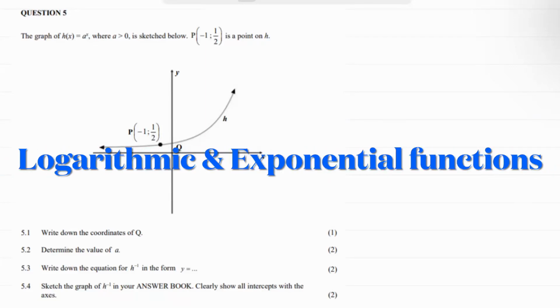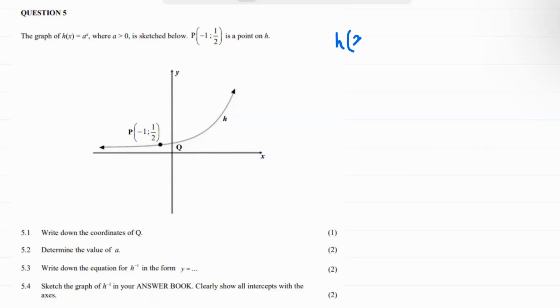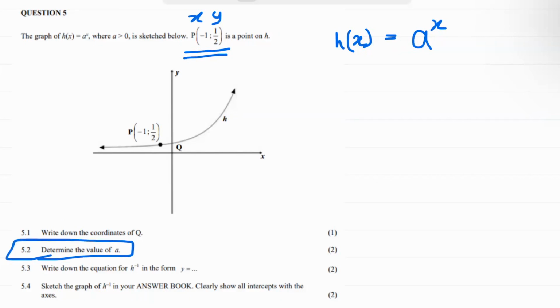So for question 5, here we are given a function h(x), and it's an exponential function because it's a to the power of x. They also give us a point on the function here. The x coordinate is -1 and the y coordinate is 1/2. We can use that point to actually determine the value of a, which is the second question over here. So let me do that question first.